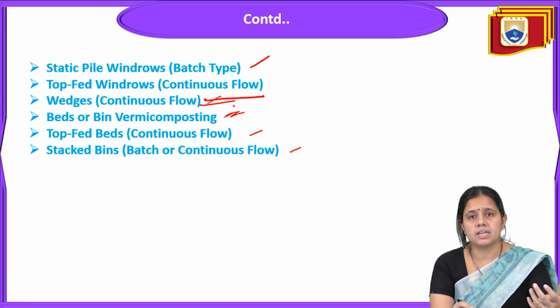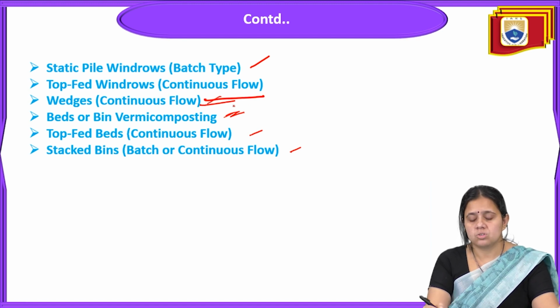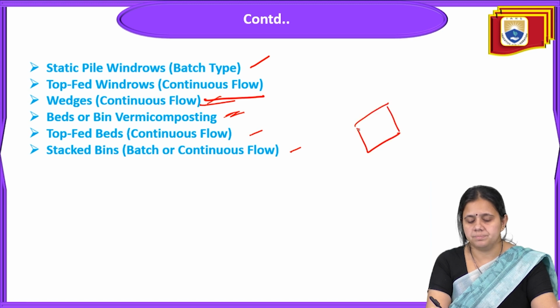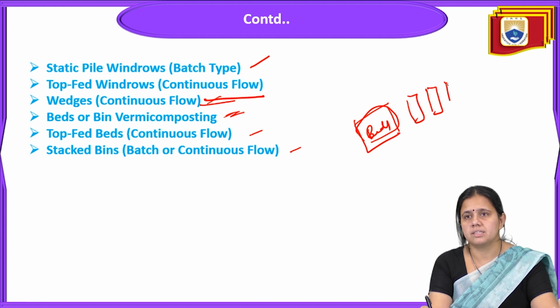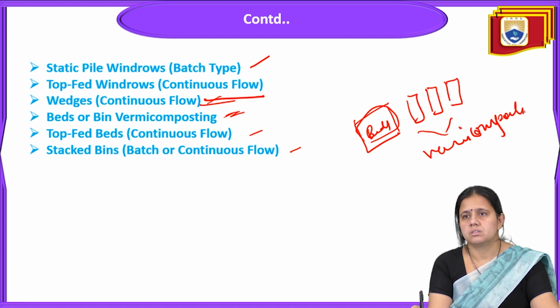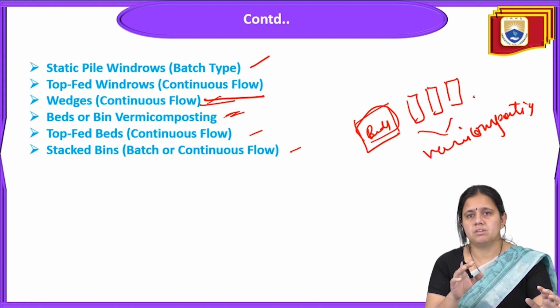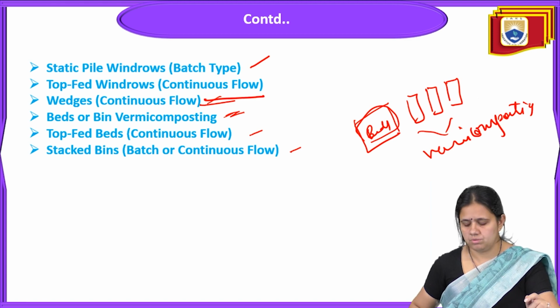Next are the beds or bins. These types of beds and bins can be used for the vermicomposting process. Next are the stacked bins, which can be formed as either batch or continuous flow.